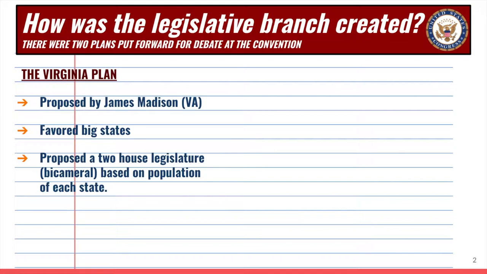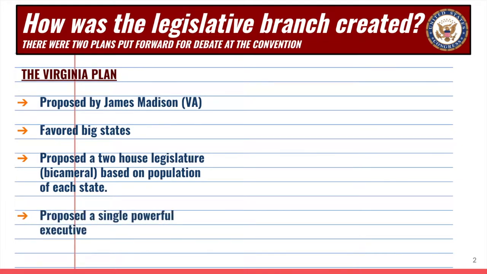And he wanted each of those houses to be based on the population of each state. So he wanted there to be two houses, and he wanted both of those houses to be based on population. And again, the word bicameral also means two houses. Thus the word bi, which means two.